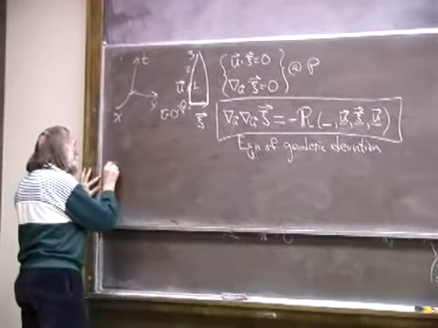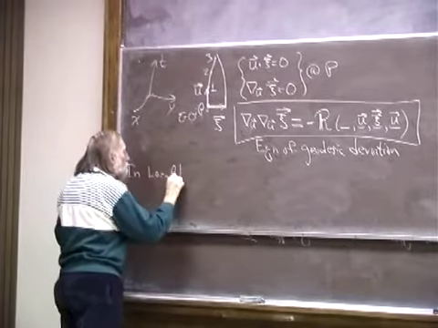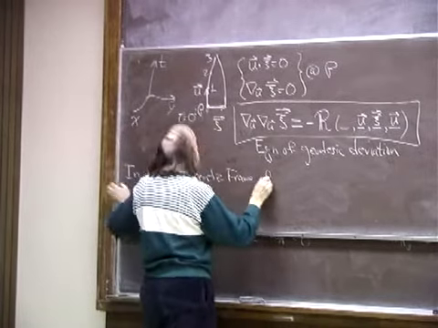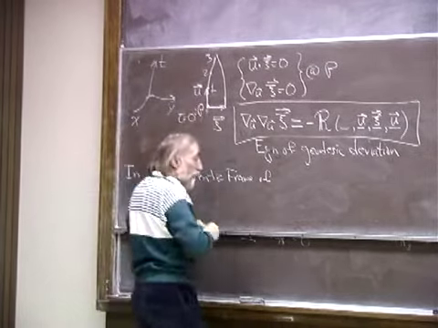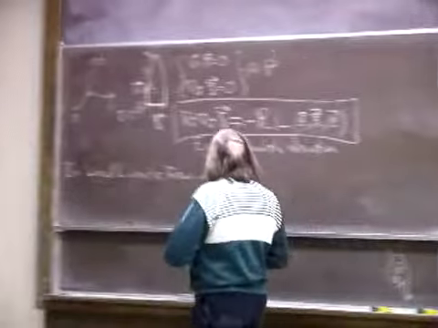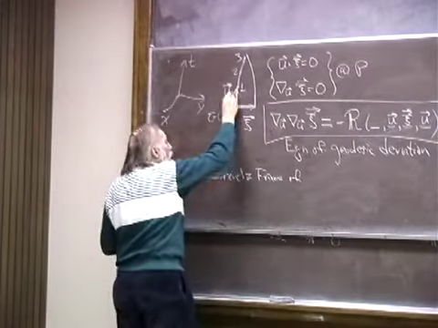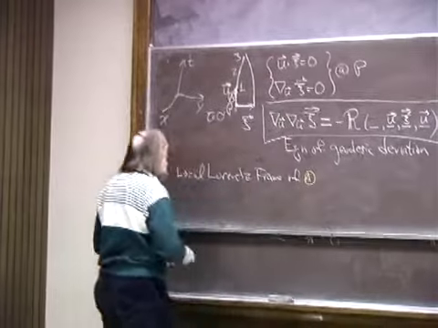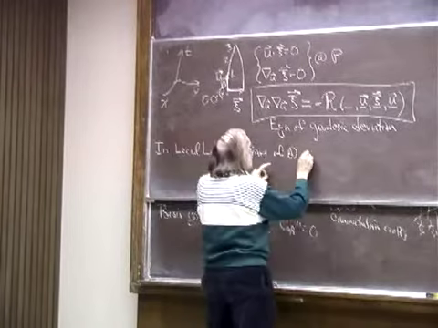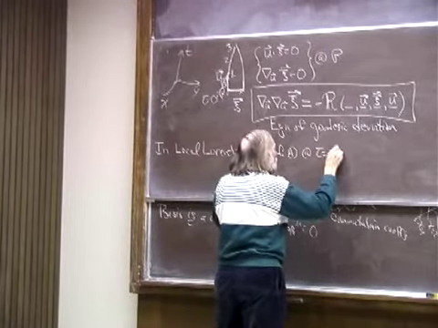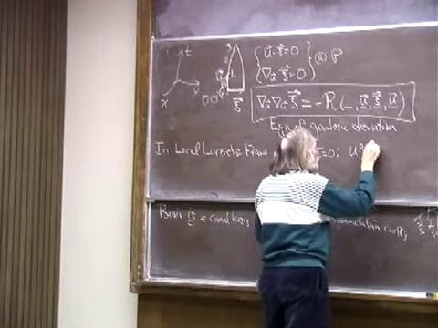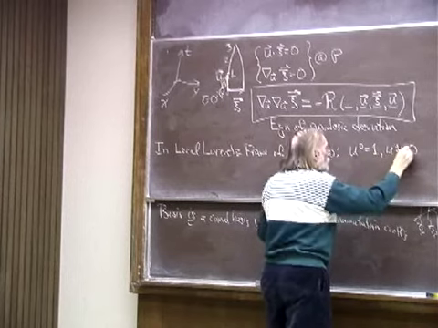Now, in a local Lorentz frame, let's call this particle A, the one on the left. Let me label them up here. The local Lorentz frame of particle A, at this initial time tau equals 0, the four velocity of this particle has a time component that is 1, and it has spatial components that are 0.